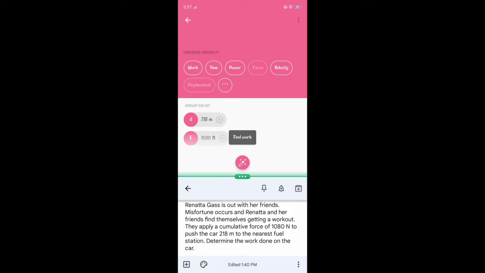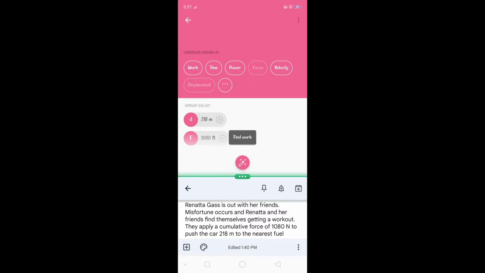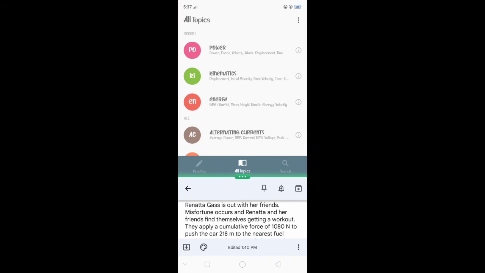So we can also find the equations or formulas here, all about power. So here are the formulas. Okay, so now let us proceed to the second problem. So let's proceed to kinematics.